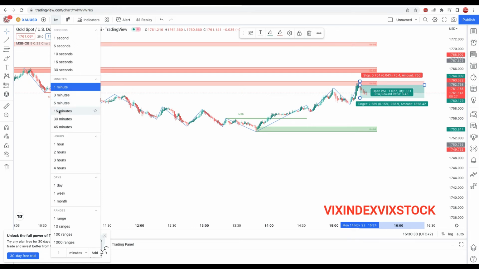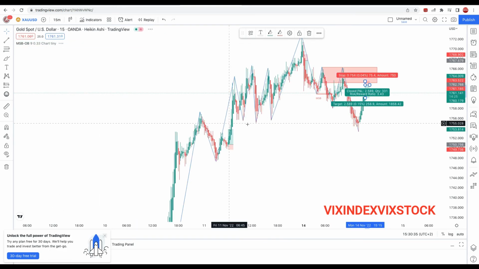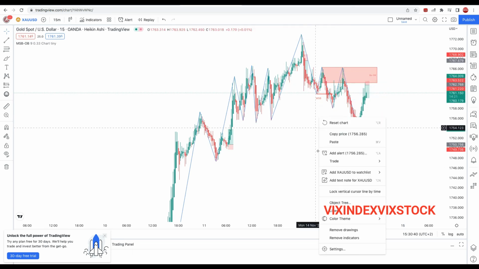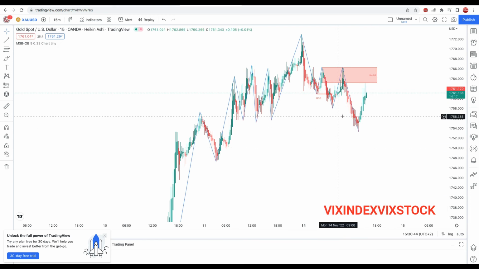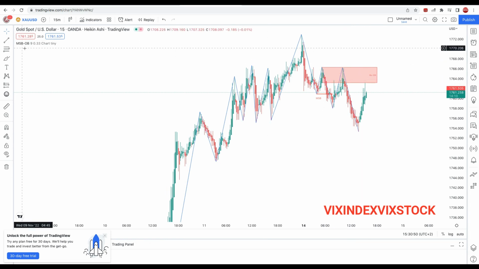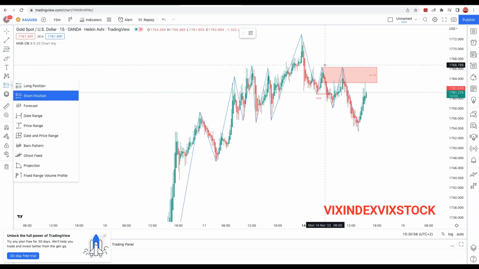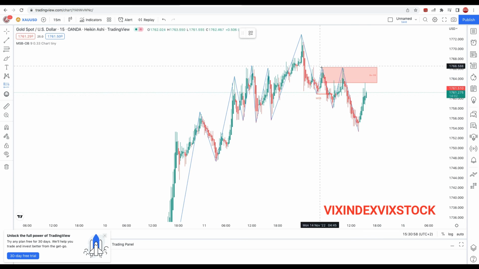So I showed you the 1 minute, the 5 minute. Let's see if we're going to go to the 15 minute. Let's just remove those drawings. So you can see here a good order block that formed on the 15-minute time frame. Again, same scenario. We were going to basically sell. We're going to take a short position.